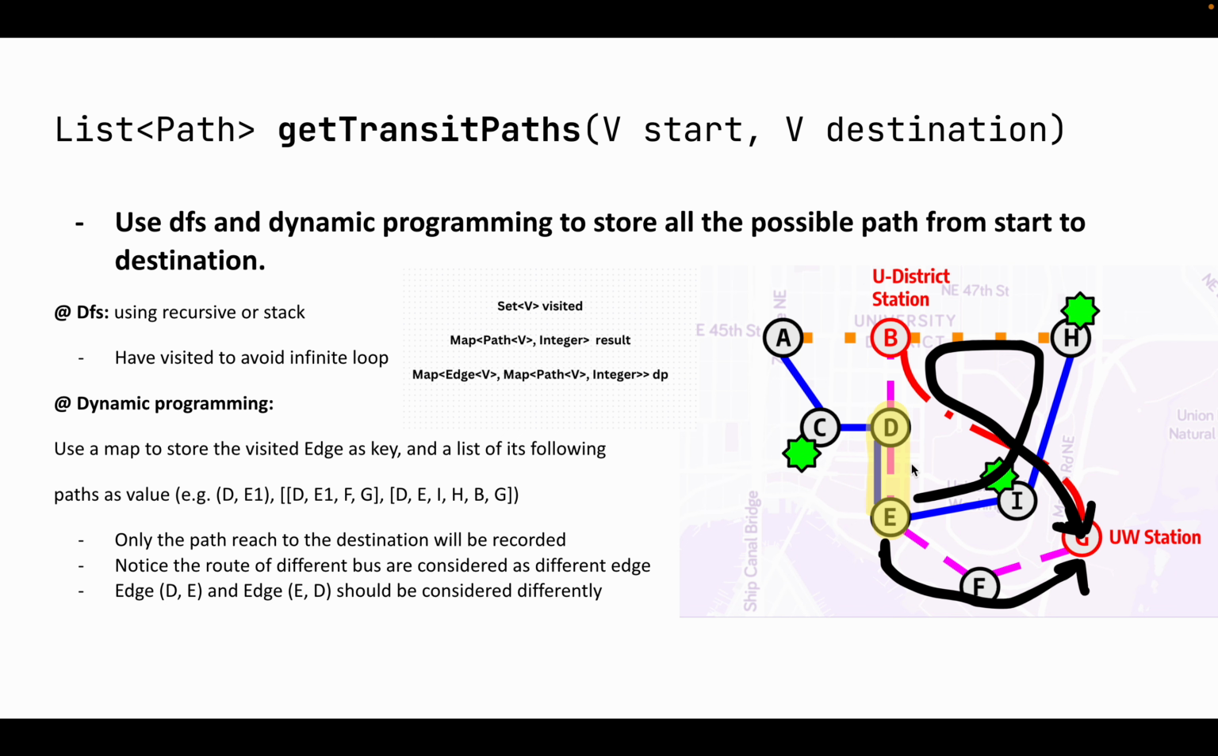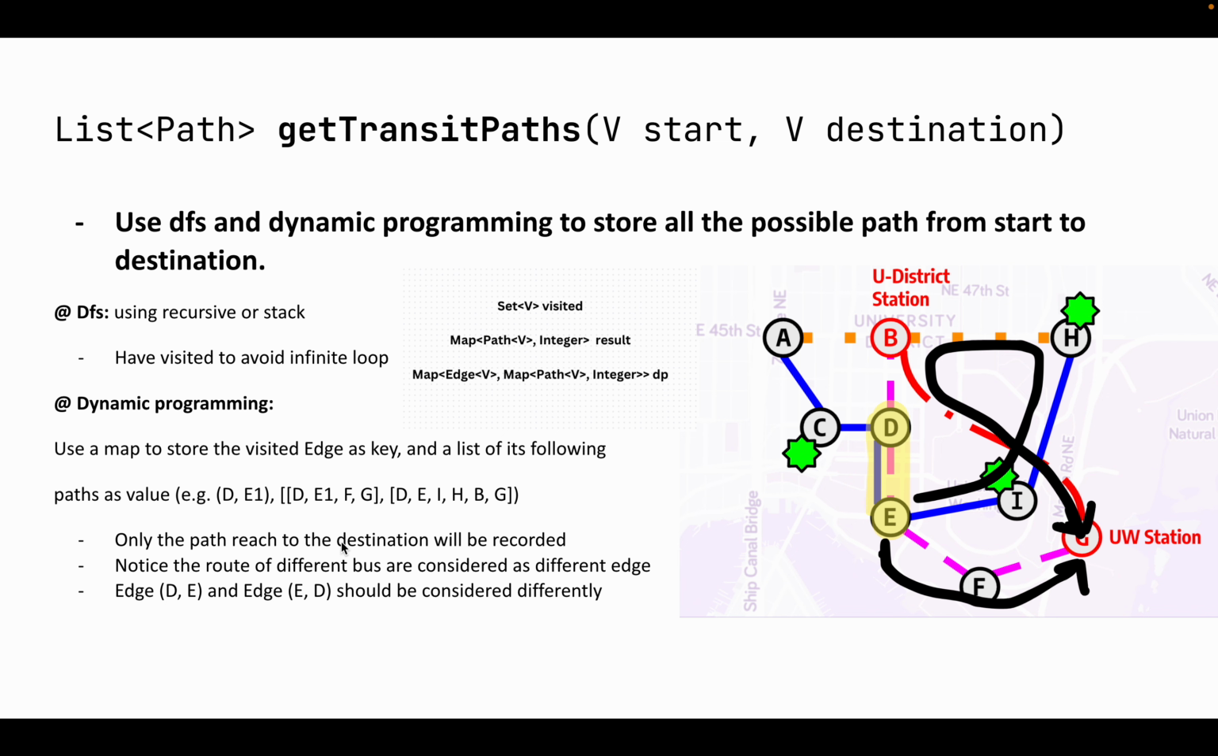The next method is get transit path, which takes a start and a destination. We need to find the path, not necessarily the shortest path, but the path with the fewest transfers. In this case, I'm thinking of using DFS to find all possible paths from the start to the destination. Then we rank them by the number of transfers. Right here, I'm using the idea of dynamic programming, which may make my DFS run faster.